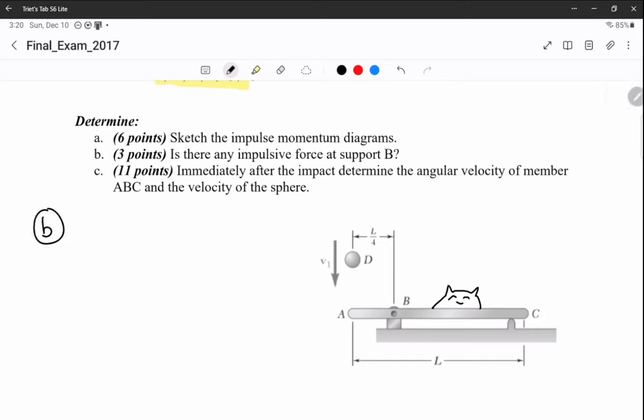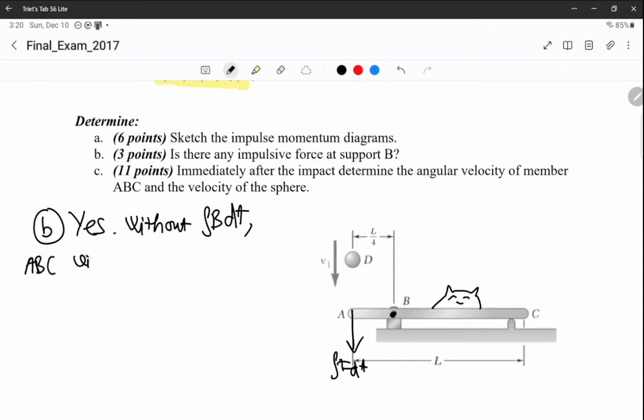B asks whether there is any impulse at support B. The answer is obviously yes, there must be some impulse at support B, because you have an integral F dt at A, and ABC is pivoting, rotating around B. Without the impulse at B, ABC will rotate around its center of gravity, not B.